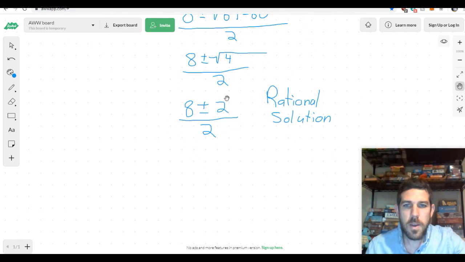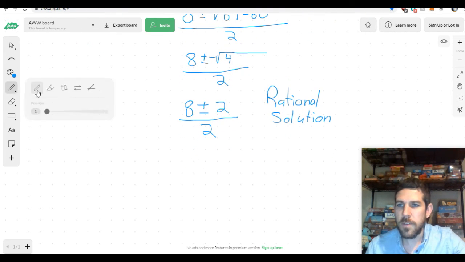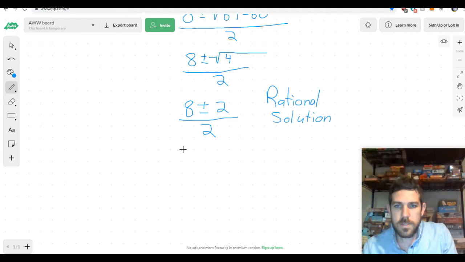All right, so let's keep going. We got 8 plus or minus 2. I know some of you can do this math in your head, but I'm going to go ahead and use what I did in the first problem and write it out twice as both an addition problem and a subtraction problem so I don't make any mistakes with my negative signs.